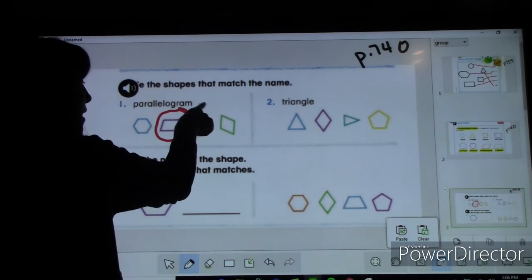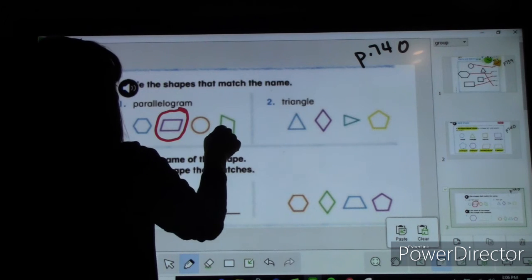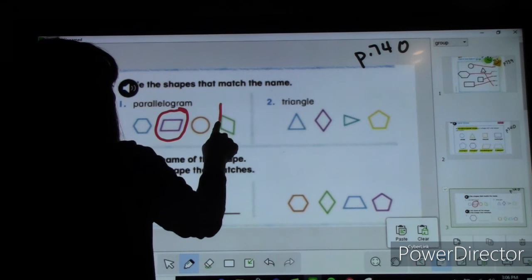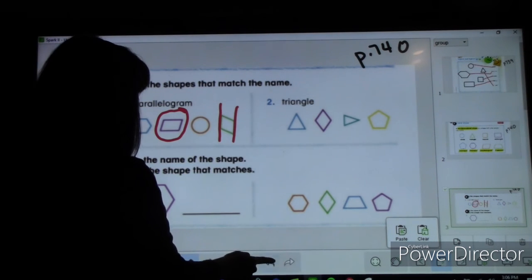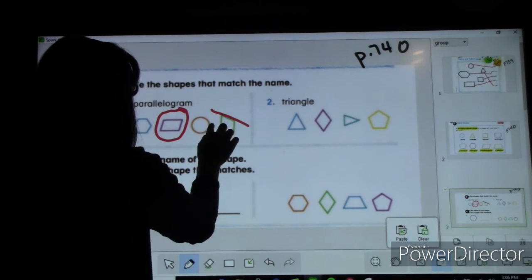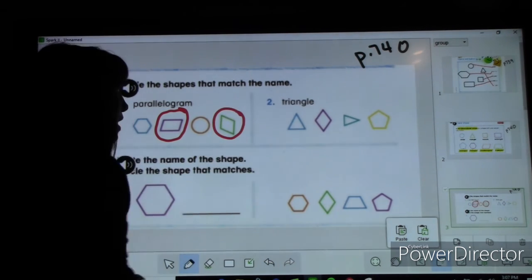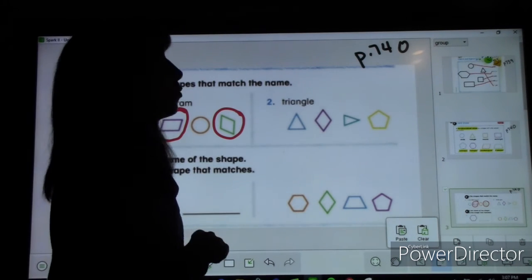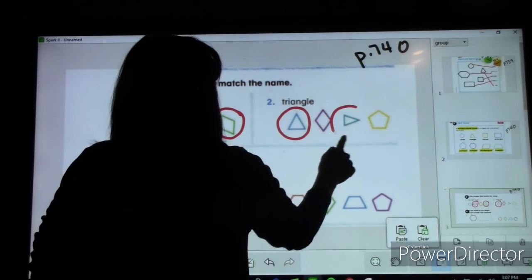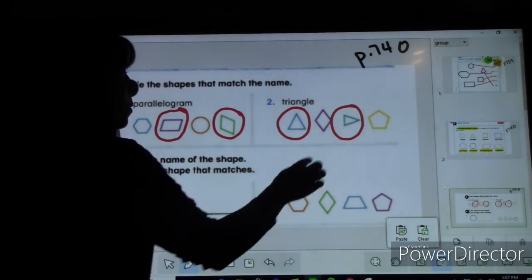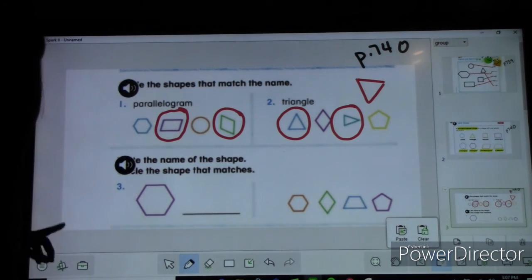A circle, we said, has no sides, so we're not going to count that one. And then we have this diamond shape, which has 2 vertical lines that are parallel and 2 horizontal lines that are parallel. So that one is going to be a parallelogram. Our next one is a triangle. We know that a triangle has to have 3 sides. So this shape and this shape are both triangles. It doesn't matter which way they point. Even if it pointed down, it's still a triangle.